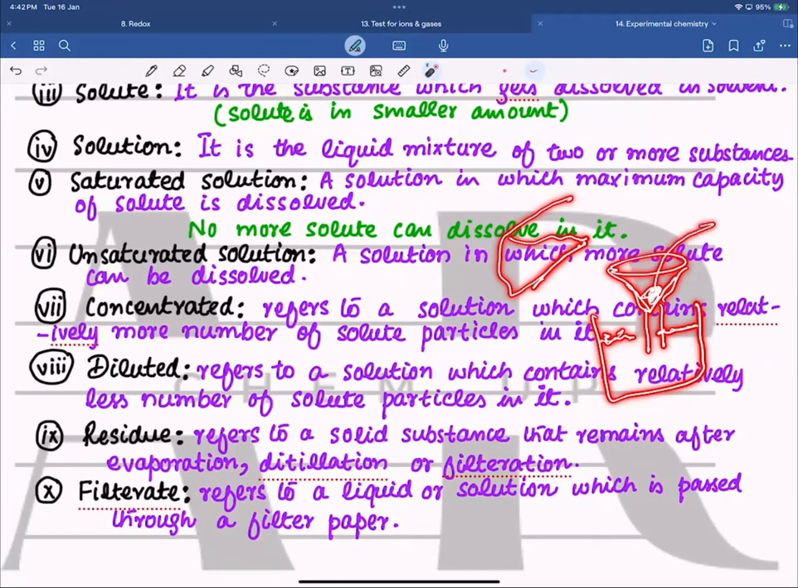So that solid which is collected or separated from the solution is called residue, and the solution which comes out of the filtration after separation is called filtrate. Okay, is this understandable? Yes, sir.